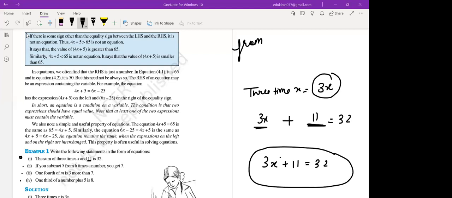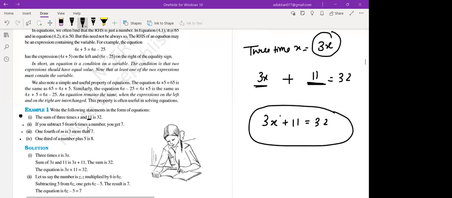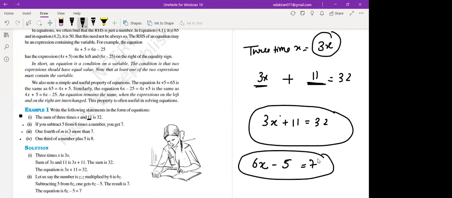Done now. Okay. So now let's just discuss it one by one. The question says if you subtract 5 from 6 times a number, 6 times a number can be 6x, right? If you subtract 5, so 6x minus 5, you will get 7. I hope it's clear. Yes, everyone. We can take any variable. You can take any variable, 6z, 6m, whatever you want. And I just took x.